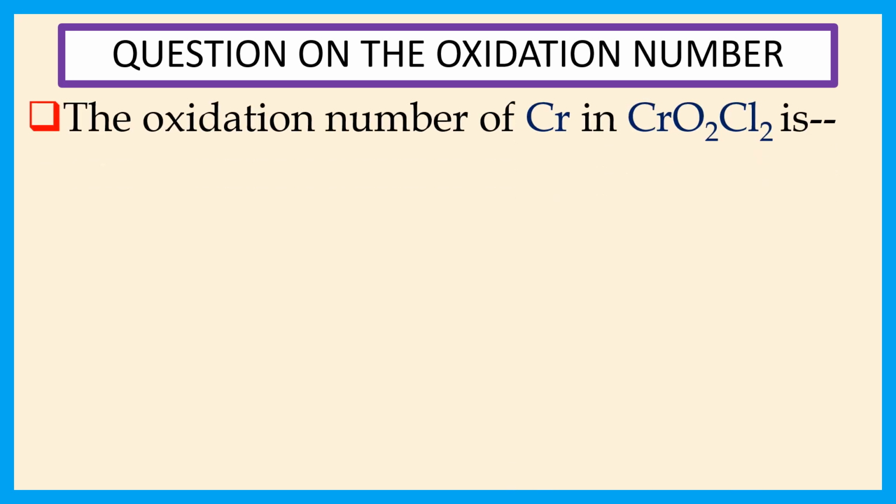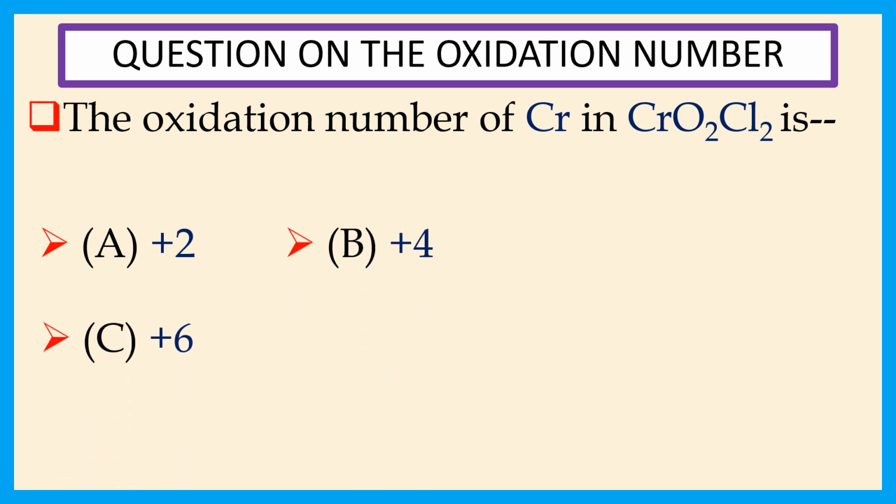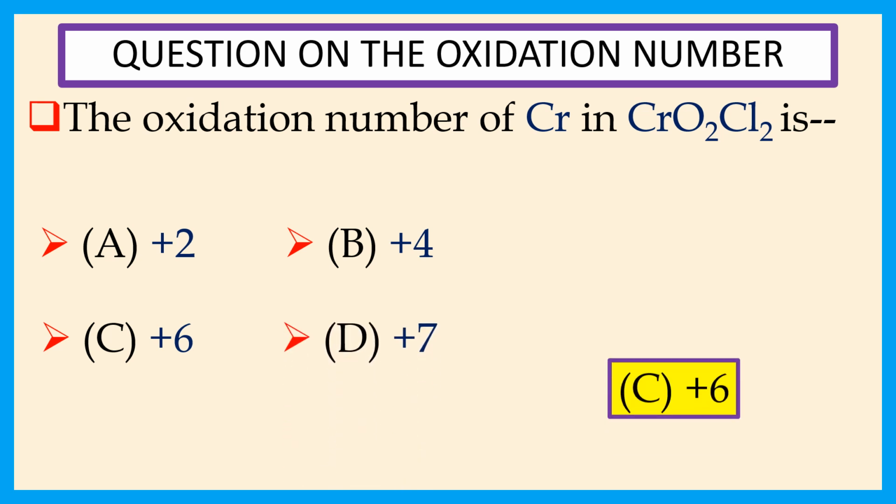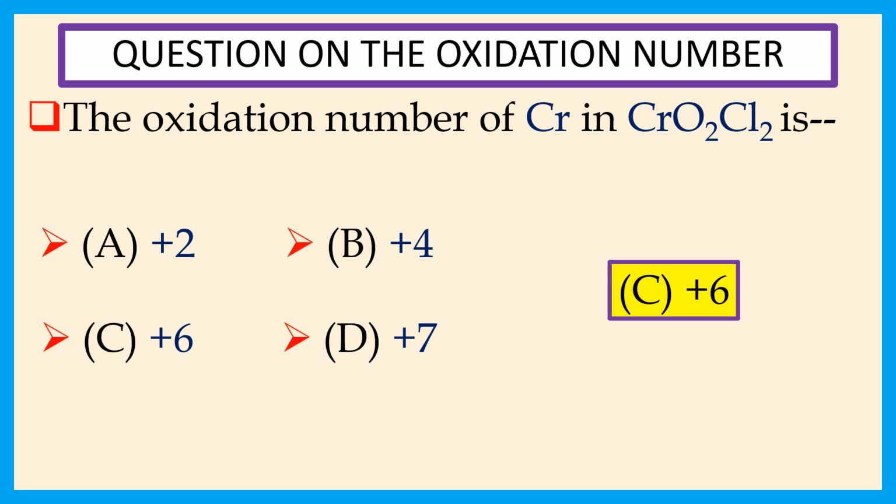Question on the oxidation number. The oxidation number of chromium in CrO2Cl2 is, choices are A +2, B +4, C +6, D +7. Answer is C +6. Explanation we will see in the next slide.